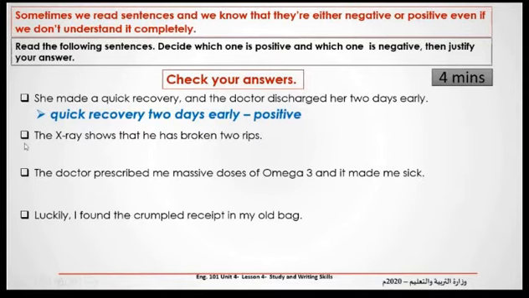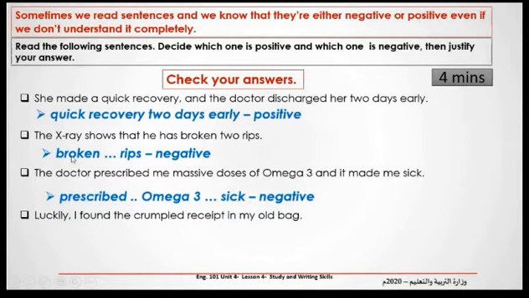Sentence 2. The X-ray shows that he has broken 2 ribs. And notice the B here, it should be B, not P, ribs. And same thing here. The answer is, it is negative because we've got broken.